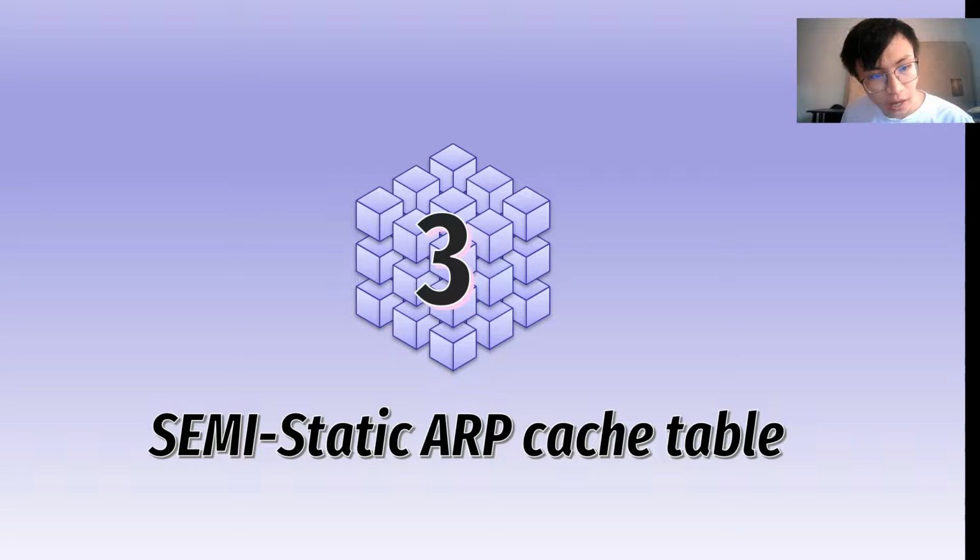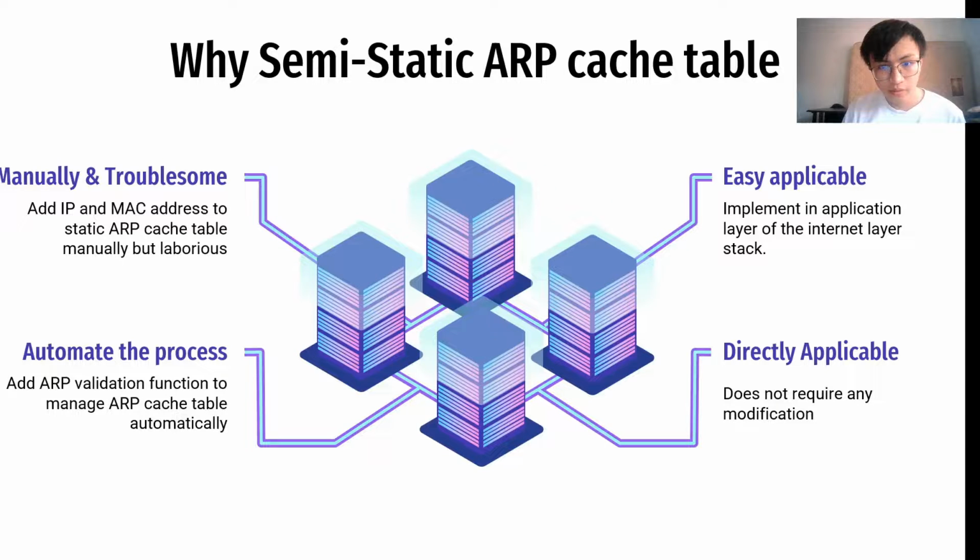So how do we mitigate ARP spoofing with the semi-static ARP cache table? Why do we use a semi-static ARP cache table? This is because the original way is very troublesome, as we need to add the IP and the MAC address to the static ARP cache table. With the semi-static ARP cache table, we can automate the process and add ARP validation functions to manage the ARP cache table automatically.